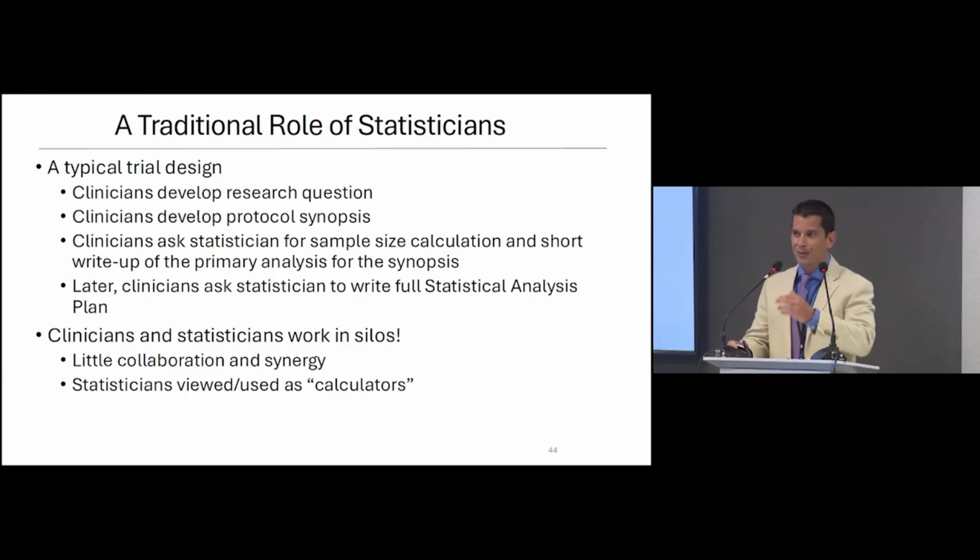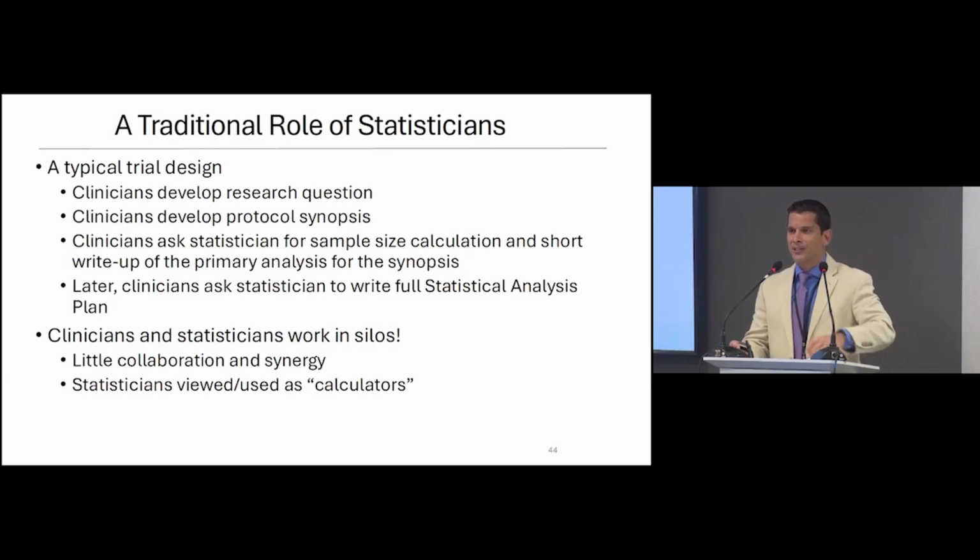I know there are statisticians in the audience, so I wanted to talk for a minute about statisticians, because they are really key to designing these platform trials. The traditional role of a statistician is that a clinician will often come up with a research question and develop their protocol synopsis. They then reach out to the statistician and say, hey, can you do the sample size calculation for me? I can only afford 180 patients, by the way. And can you give me a paragraph that gives me a power calculation? And the statistician says, okay, sure, and gives that short paragraph.